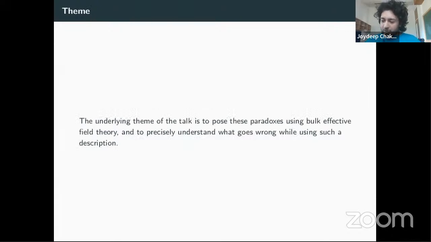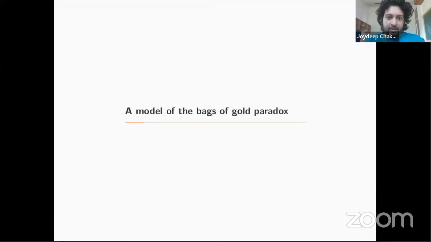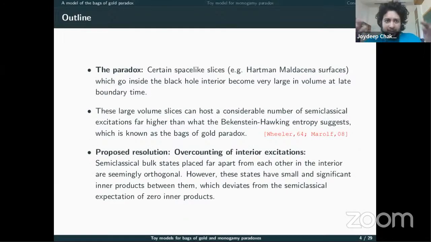The underlying theme of this talk is to pose these paradoxes using bulk effective field theory and to precisely understand what goes wrong while using such a description. I'll shortly motivate and describe these paradoxes and also describe possible resolutions from the bulk perspective. So let's start with the discussion of the bags of gold paradox. The paradox is basically the fact that certain space-like slices, for example Hartman-Maldacena surfaces, which go inside the black hole interior, become very large in volume at late boundary times.